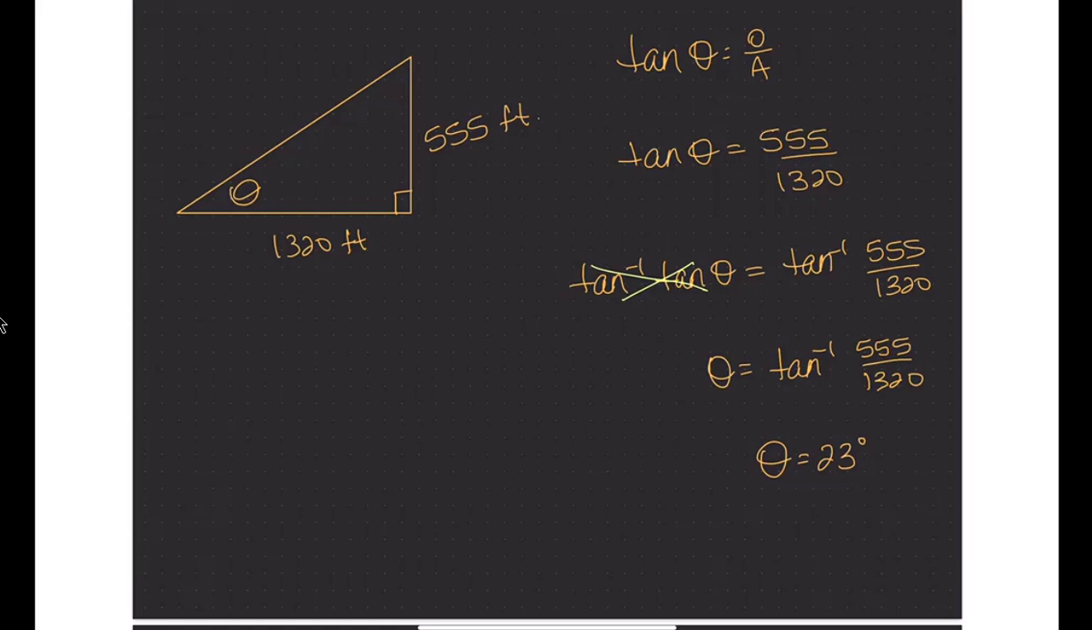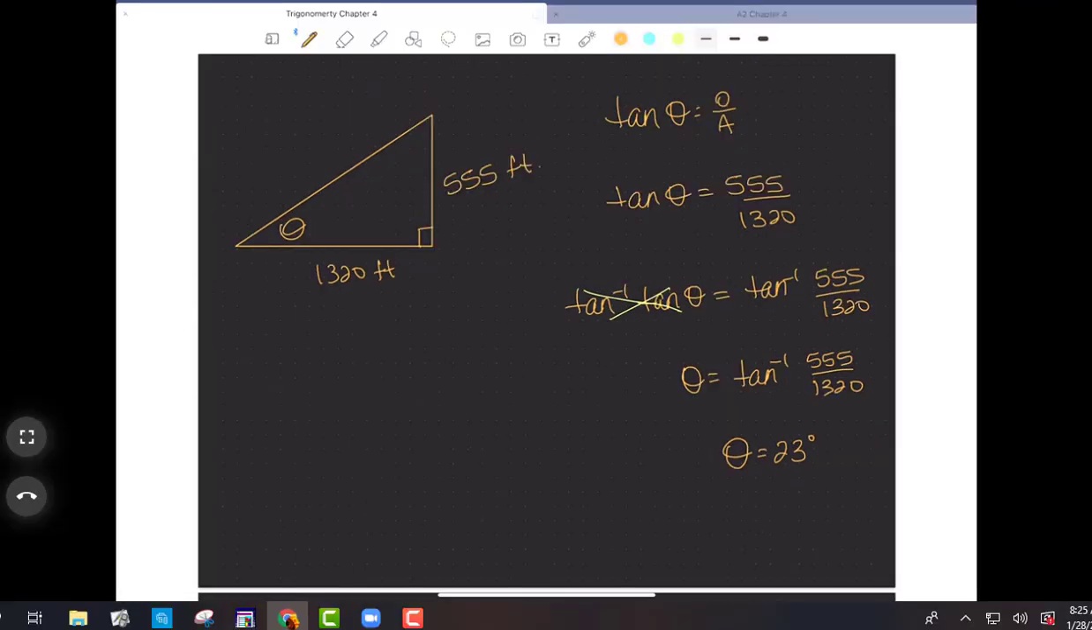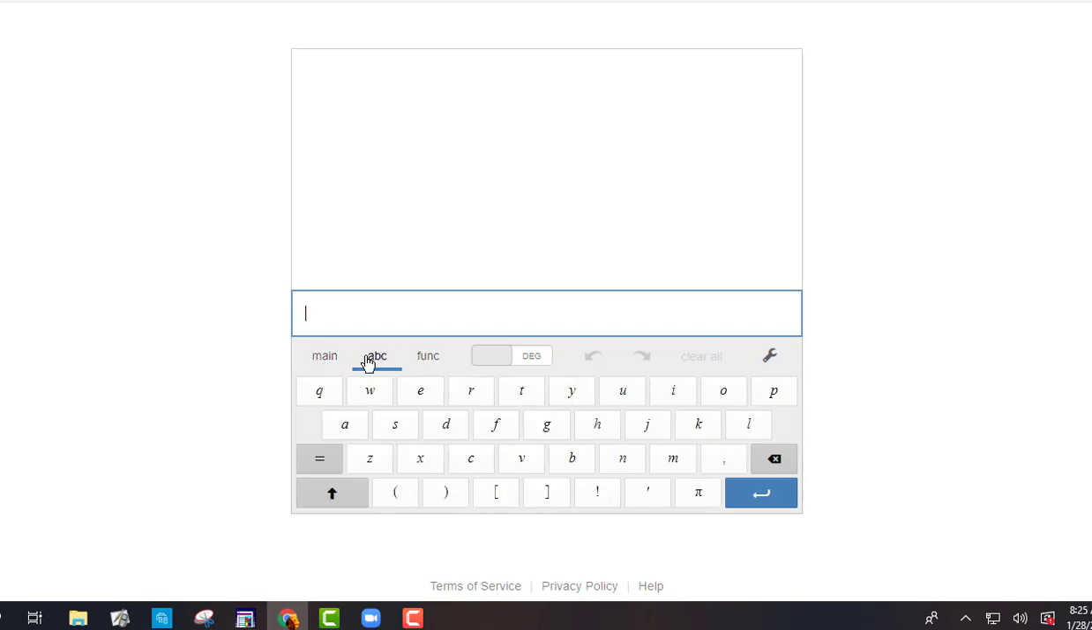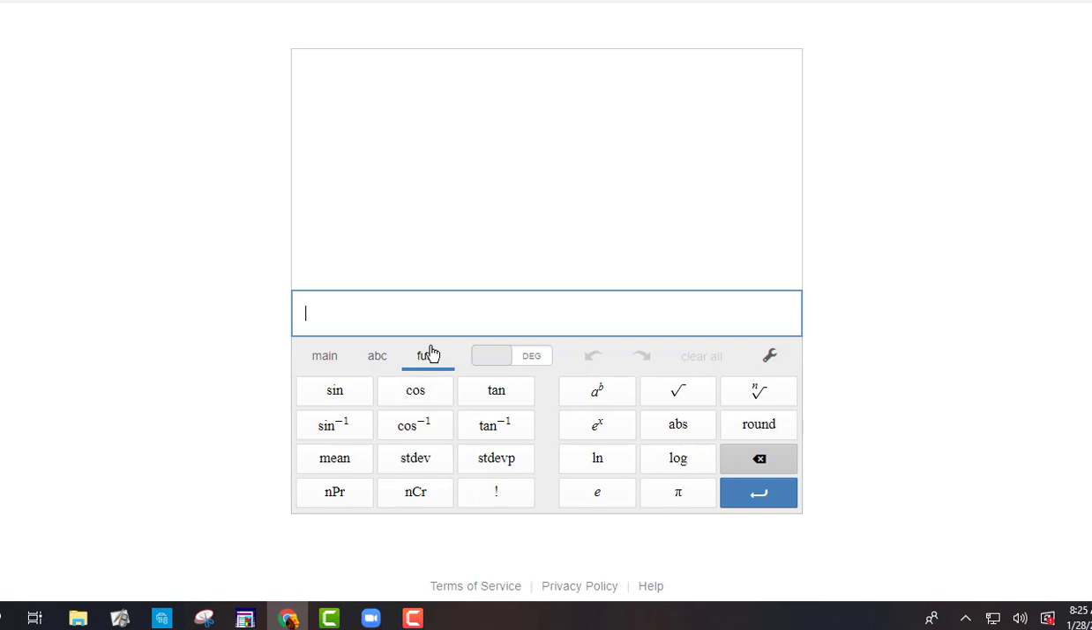On Desmos, there's a little part. I guess I can pull it up real quick for you. On Desmos, there's this little main, this ABC, and then there's function. Under that function, it gives you the sine, cosine, tangent, and it gives you all of the inverses. You just got to make sure you switch over to that function part instead of main.